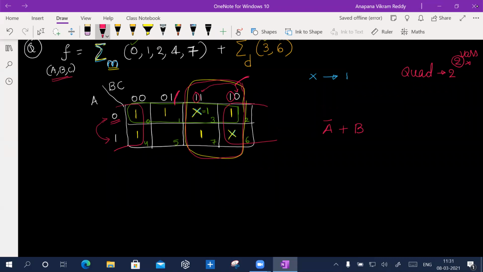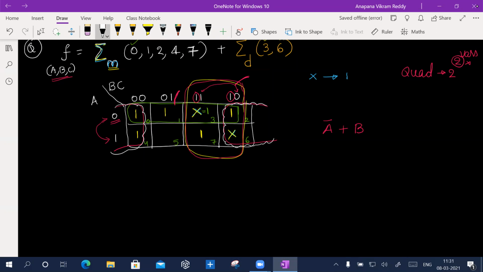Anything else we're left with? The last one, this one, okay? So we have this one now. We want to group this. So what do I get? C complement. So A is changing, between these 2 cells, A is changing from 0 to 1.